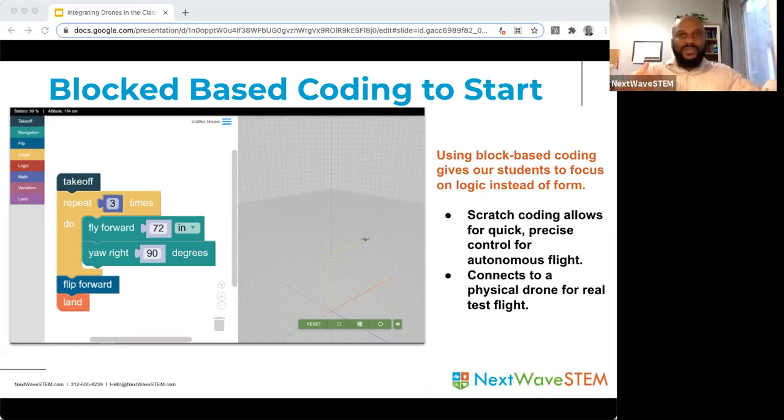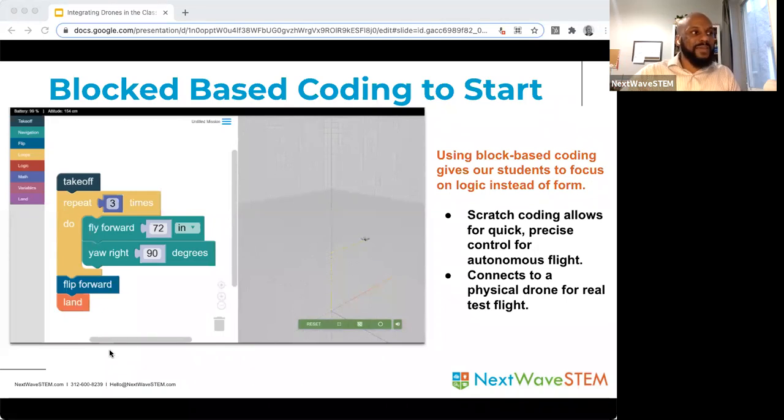And kind of a running theme here is that you don't have to be a super technocrat. You don't have to know how to be a good typist, let alone be a really proficient coder to code a drone in a virtual environment or a real flying drone using block-based coding.